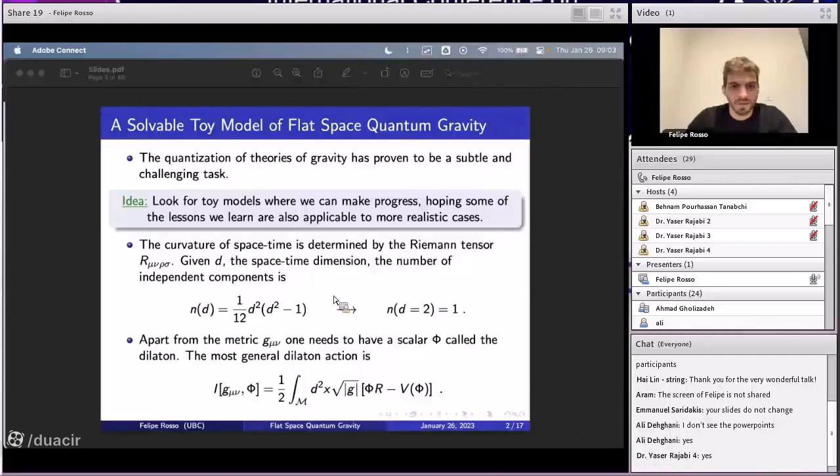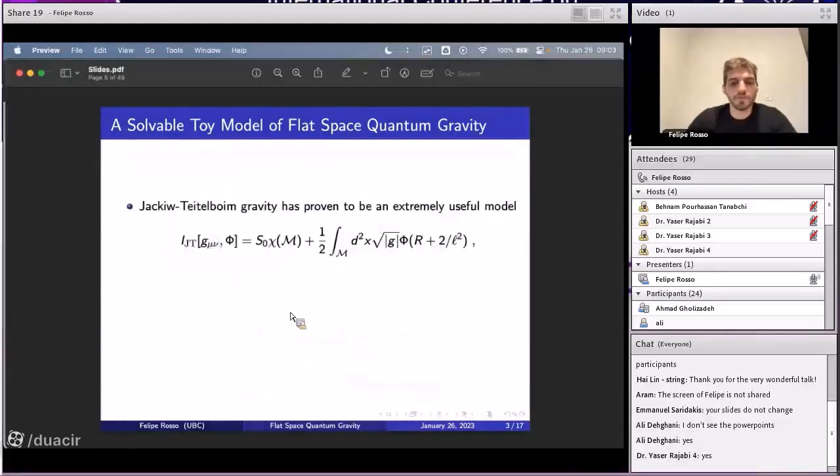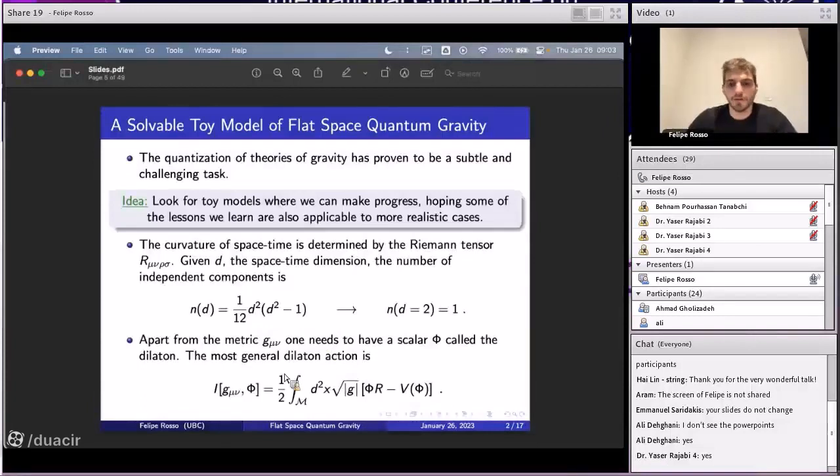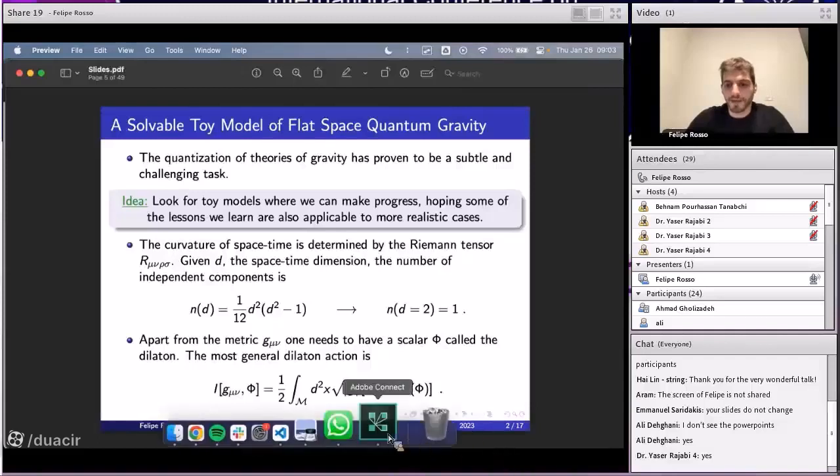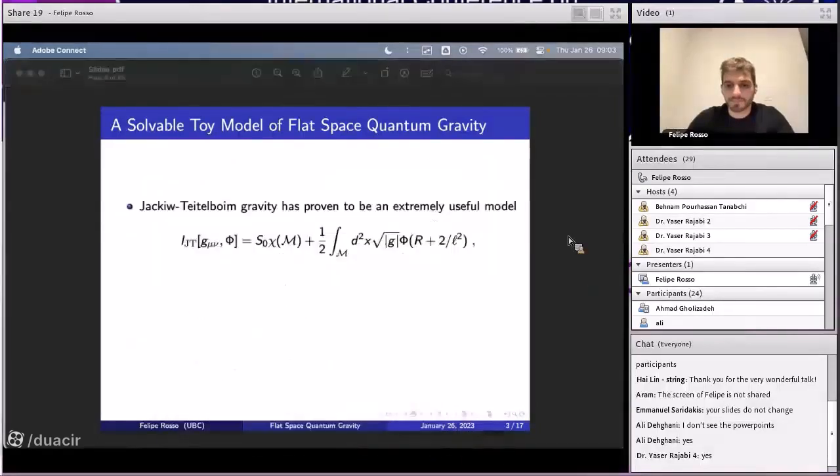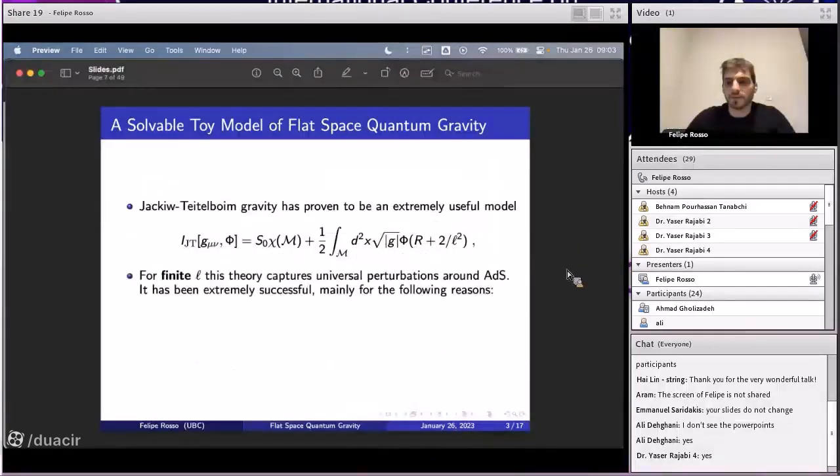Great. So these are the slides that I was referring to. Here on the bottom you can see the most general two-dimensional dilaton gravity action that you can consider, where V is a potential, and this is the action for JT gravity.